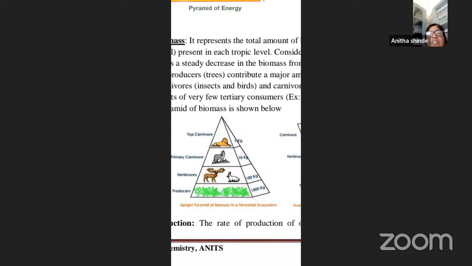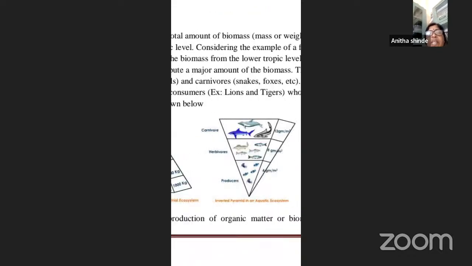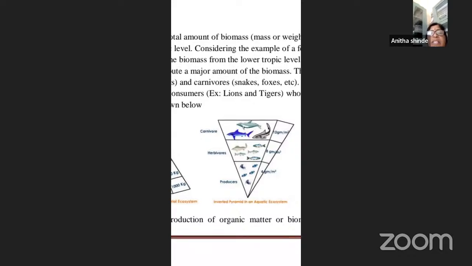So in this case, when we talk about the inverted pyramid in an aquatic ecosystem, the carnivores will take the topmost position. Here producers will be there, small insects and all those things, followed by herbivores and small fingerlings, and then larger fishes. So you can say smaller fishes and then larger fishes. This is in an aquatic ecosystem.